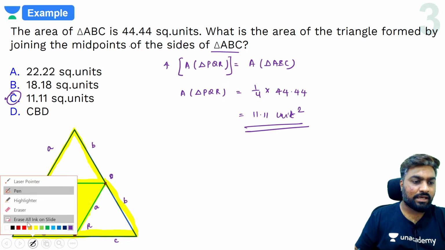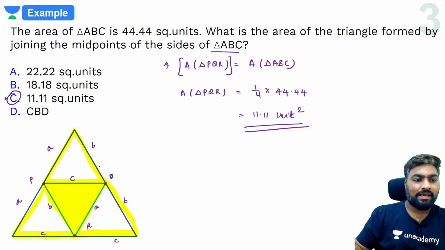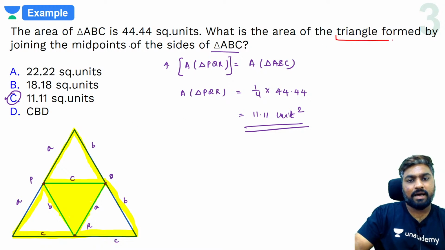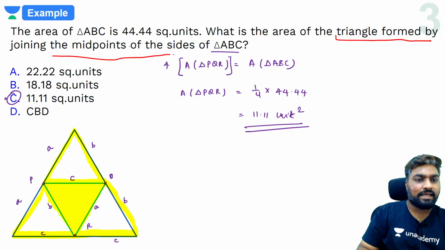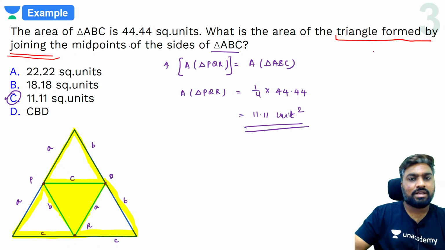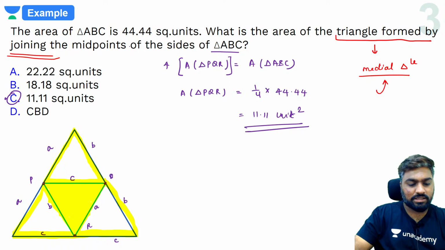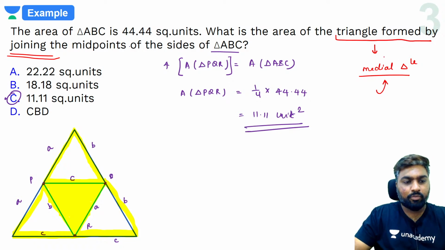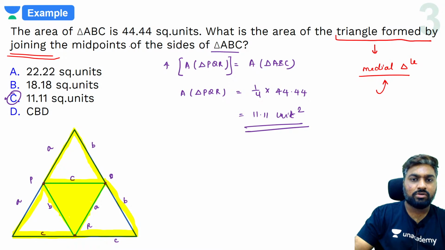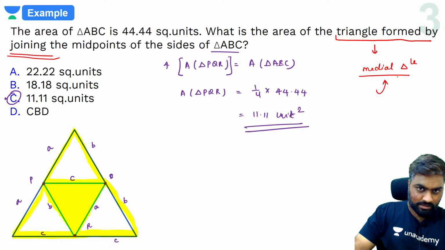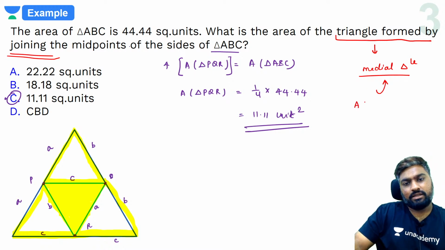So again, what do you see here? You see another property. This triangle formed by joining the midpoints of the sides. Do you know what this triangle is called? This triangle is called the medial triangle. The midpoints of each of the sides joined together make a triangle, right? This is called the medial triangle. And the area of the medial triangle is always 1/4 of the area of the larger triangle.